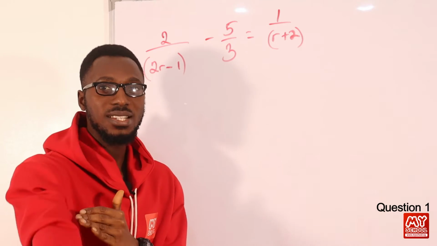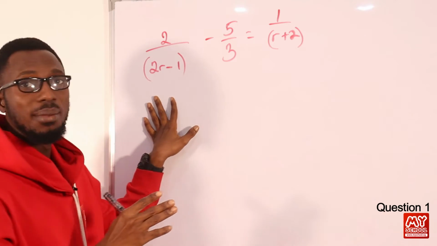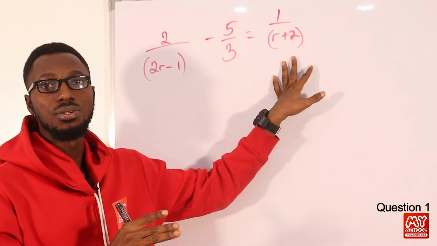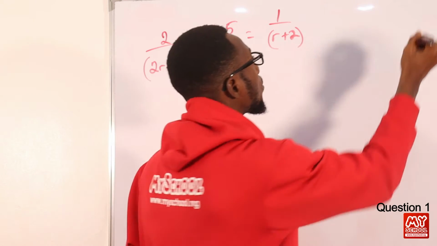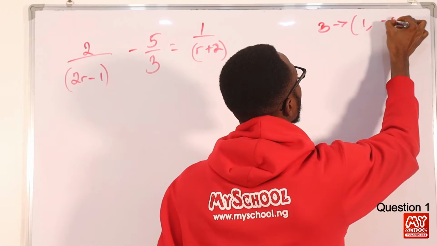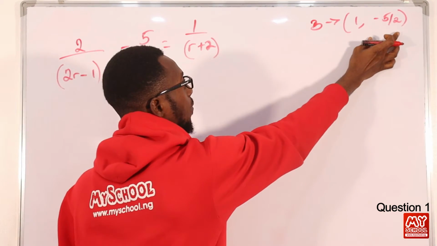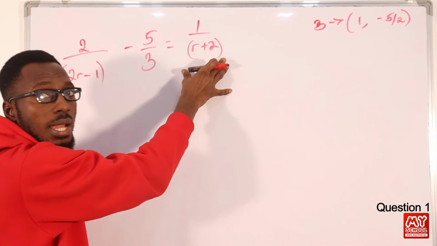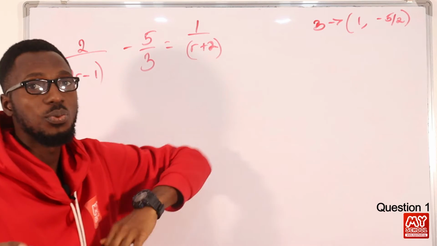In case you are practicing on your own, you just have to try out each option and see which of them will give you this solution. Option B has 1, comma, minus 5 over 2. Let me see if I replace r with 1 or minus 5 over 2, it will give me the solution. Anywhere we see r, we replace with 1. Let's do our trial with 1 first.